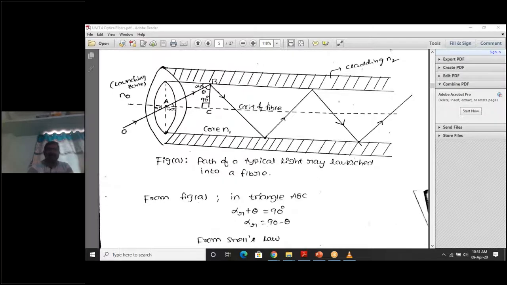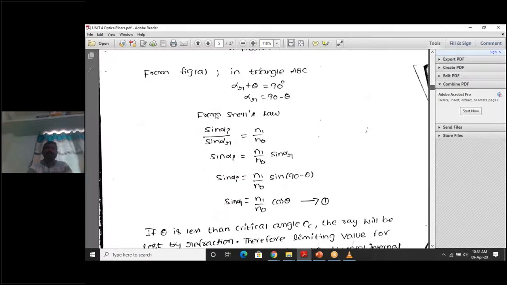Let us consider this triangle A, B, C. In this triangle ABC, alpha R plus theta is equal to 90 degrees, according to the rules of a triangle. From this, alpha R is equal to 90 minus theta. It is obvious from the triangle.